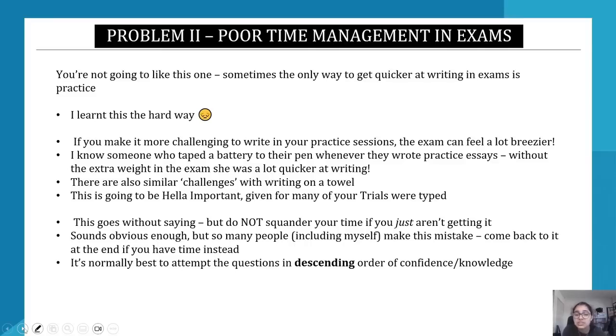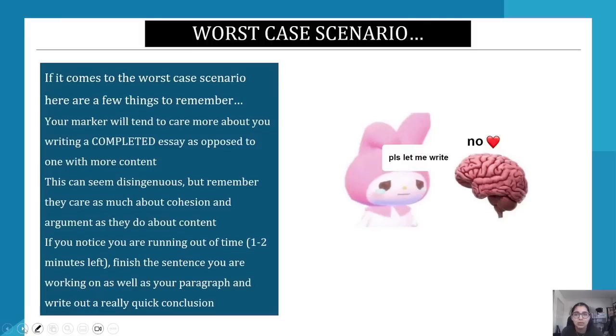It's best to attempt the questions in descending order of confidence and knowledge. I think it works. I just attempted it back to front, front to back. That just worked for me, but attempt it in whatever way you want to attempt it. Just practice that beforehand, see what works.